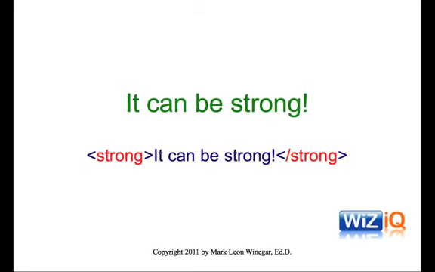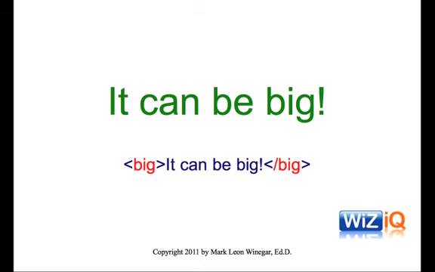Another tag that gets us an effect very much like bold facing is called strong. And the tag for that to turn it on, again, is strong. To turn it off is /strong. Makes sense, doesn't it? We can make text big. And the tag for that is big. To turn it off, /big. Remember, these are toggle tags.